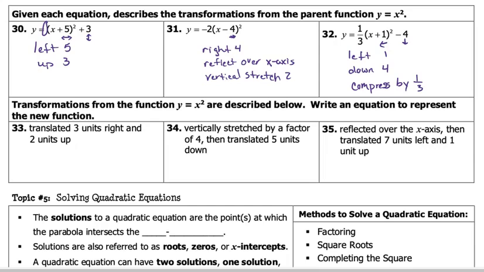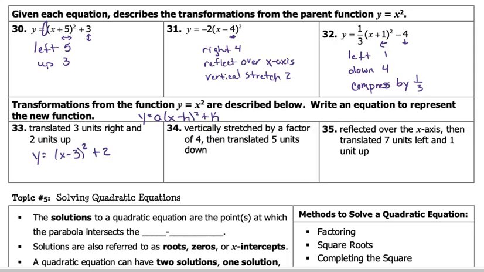So for the next set, we are just going to write an equation following the directions. It says translated 3 units to the right and 2 units up. We start with y equals. I don't have an a, but I do need to change it to the right, so that would be x minus. Remember the formula, y equals a times x minus h squared plus k. The h here was the 3, and I just slid it in here, so x minus 3, don't forget the squared, and up 2 is plus 2.